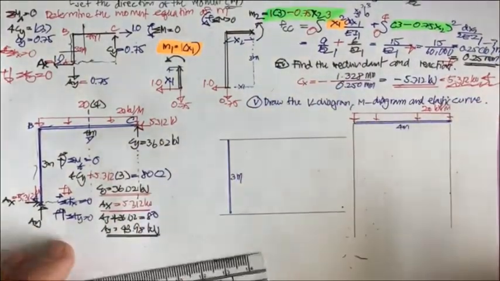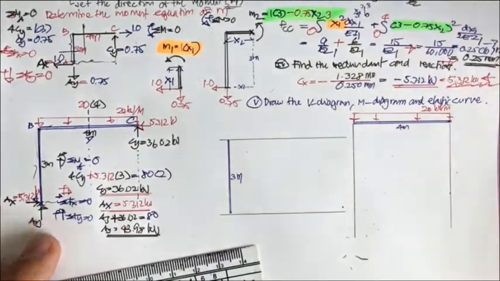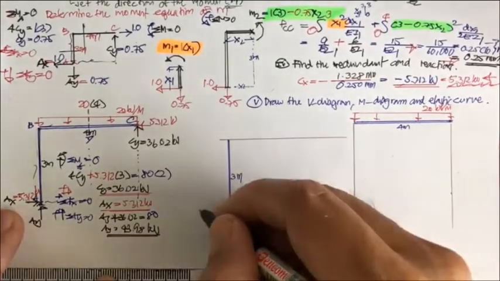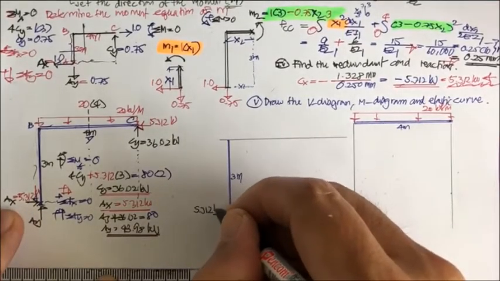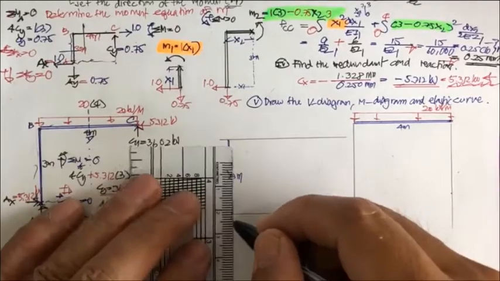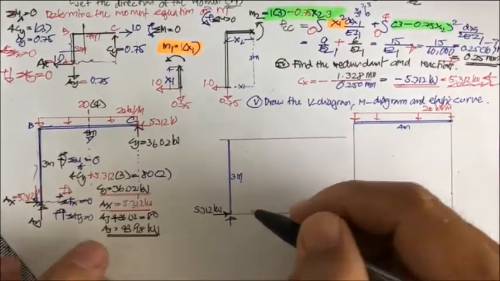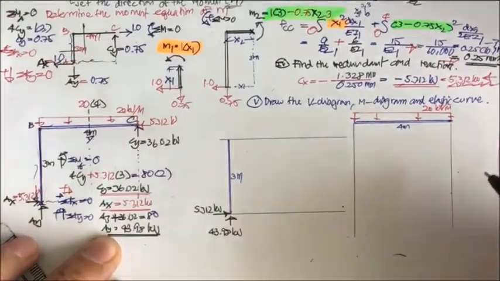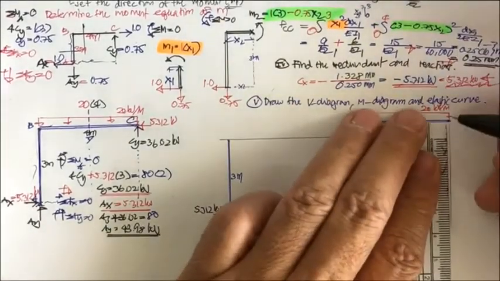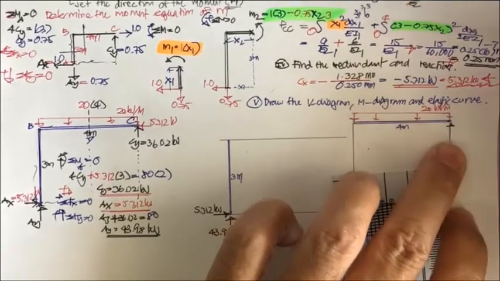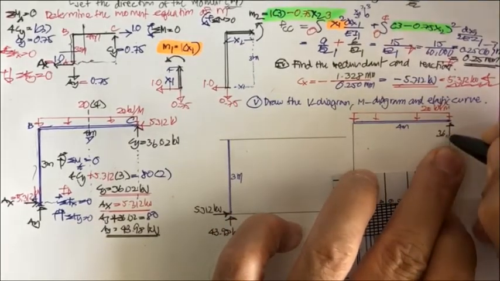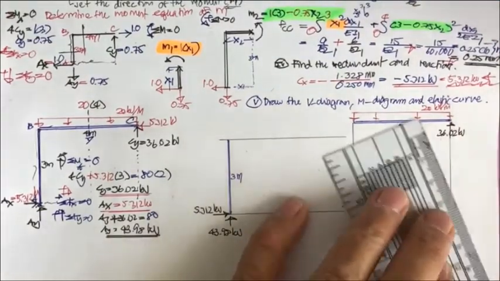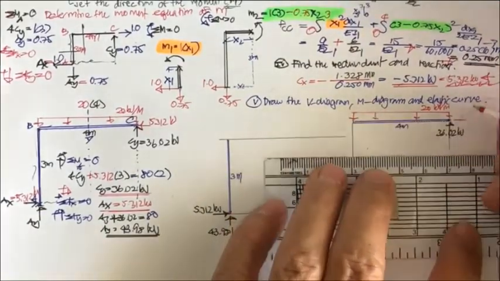Okay, now what we have is the reaction. We have A sub x of 5.312 kilonewton and A sub y with 43.98 kilonewton. And this way you have this one of 36.02 kilonewton, and this one is 53.12 kilonewton.